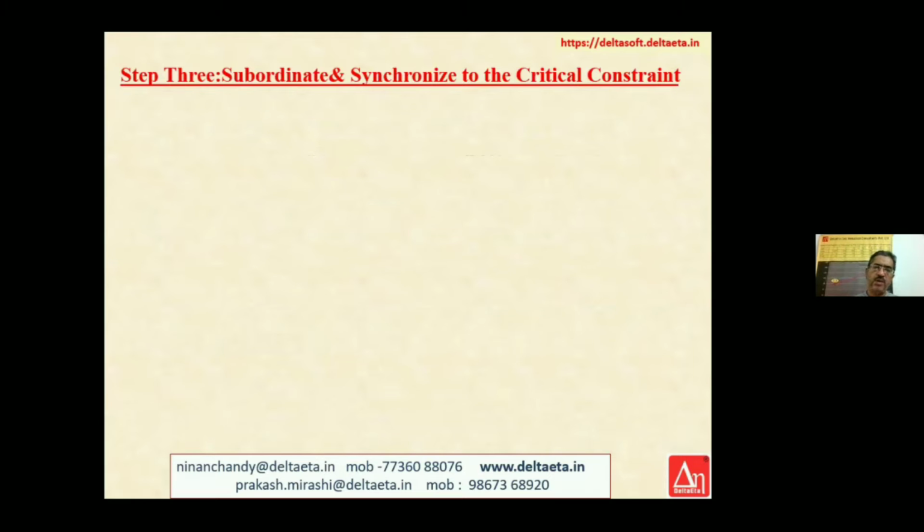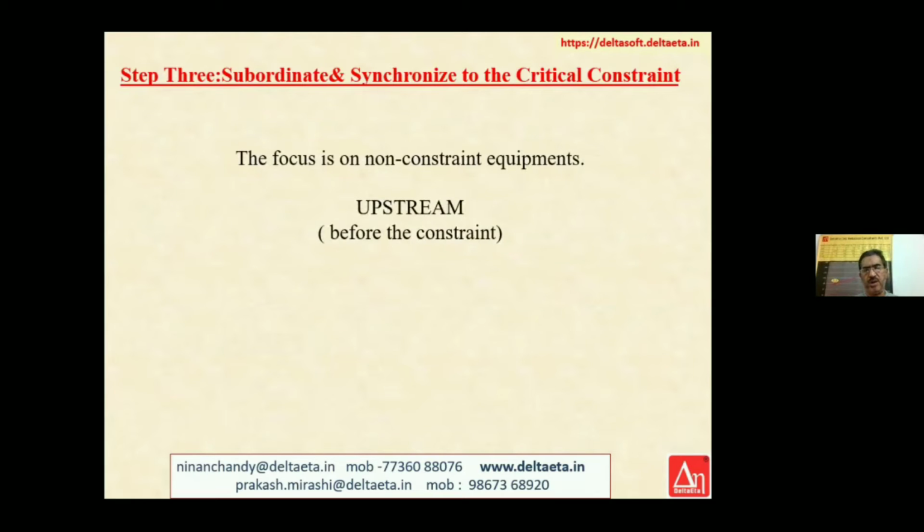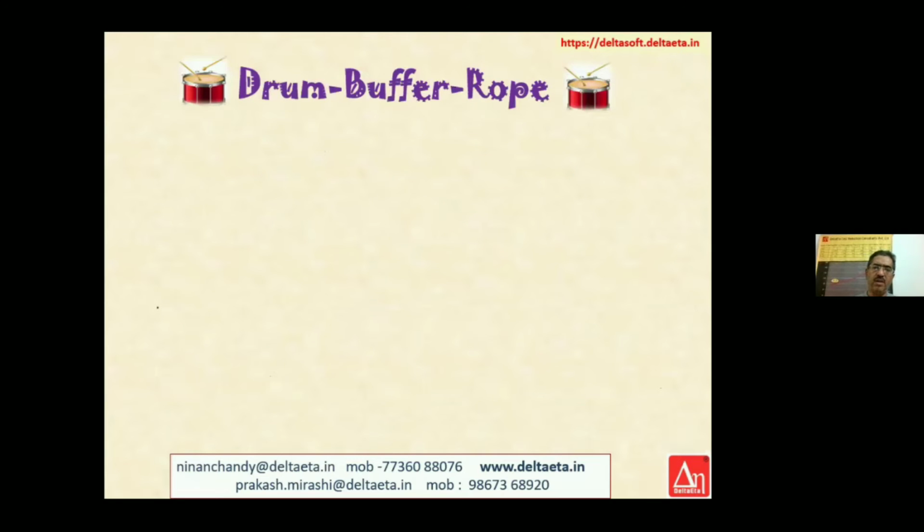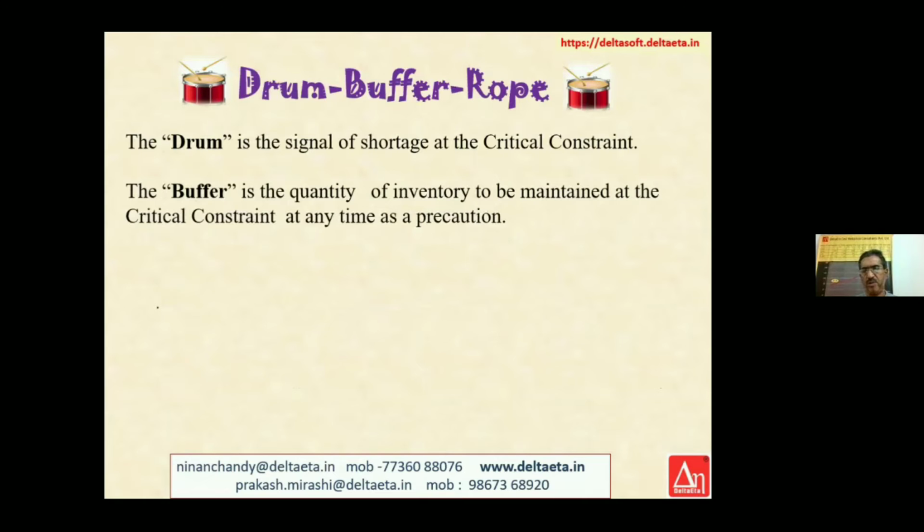What is step 3? You subordinate and synchronize everything to the critical constraint. So upstream and downstream, all the machines work in tandem with the constraint resource. For this, there is a small methodology. They call it the drum, buffer, and rope. Drum is the signal of shortage at the critical constraint. The buffer is the quantity of inventory maintained at the critical constraint, and the rope is the time needed from the store to the critical constraint.